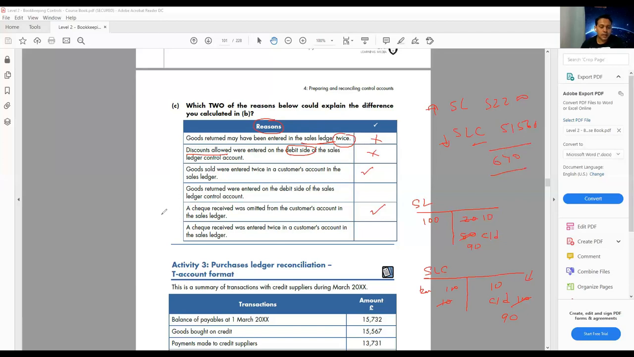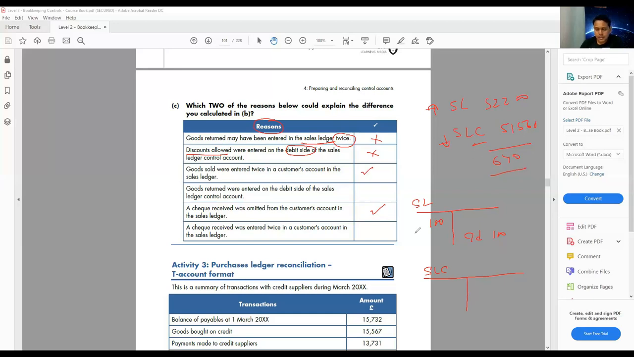Then the third one we have: goods sold were entered twice in the customer account in the sales ledger. So let's talk about this one. Goods sold were entered twice in the customer account in the sales ledger. So let's talk about the sales ledger again. Let's say we have an opening balance of 100 and our balance c/d is 100. Now we are saying here goods sold were entered twice in the customer account in the sales ledger.